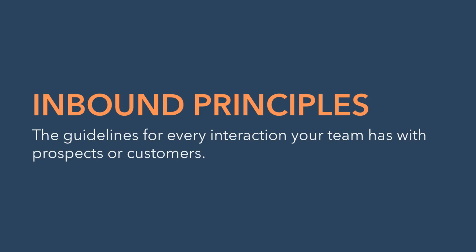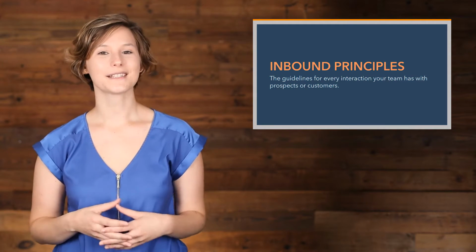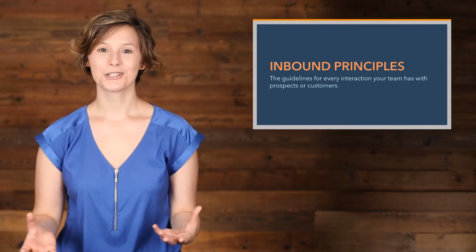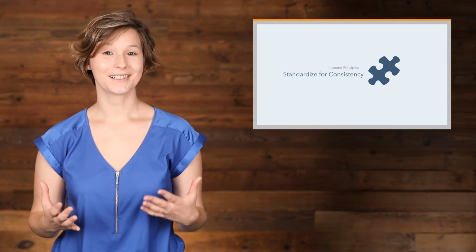Think of the inbound principles as the guidelines for every interaction your team has with prospects or customers. When implemented correctly, they can ensure you're being helpful, human, and holistic with your inbound strategy. The principles are as follows. 1. Standardize for consistency. Consistency in messaging and information is core to building trust. If a prospect or customer asks 3 different people at your company the same question, try to ensure they're getting the same answer all 3 times. This helps build confidence in your brand whenever a question or challenge arises.